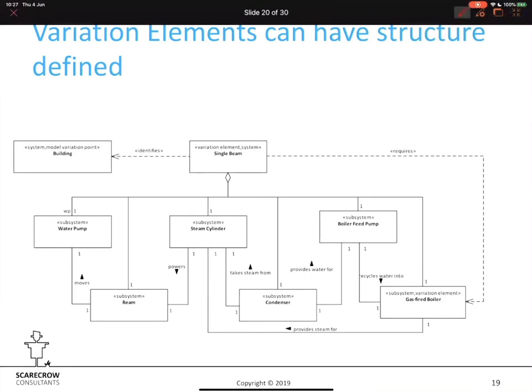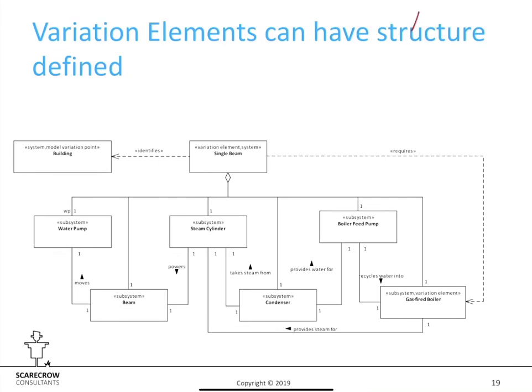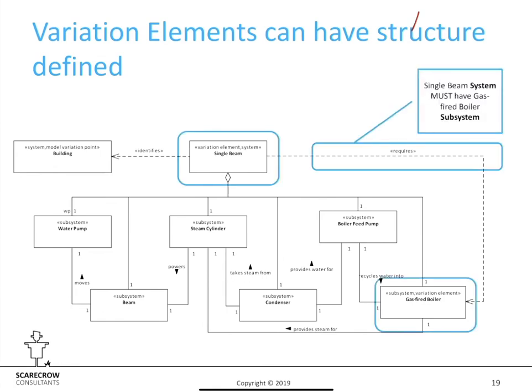So the next concept that's related to variance is just the fact that they are model elements in their own right, so they can have structure, just like any other part of your model. The fact that they've got a variation element stereotype on them doesn't preclude you just modeling them normally. So they can have a normal sort of structure defined.